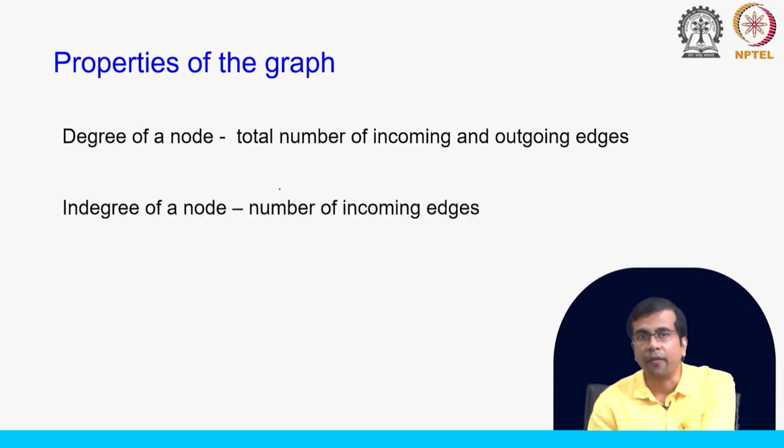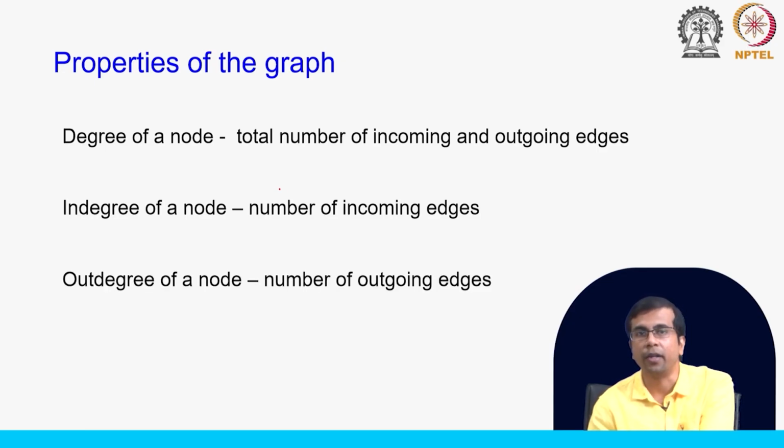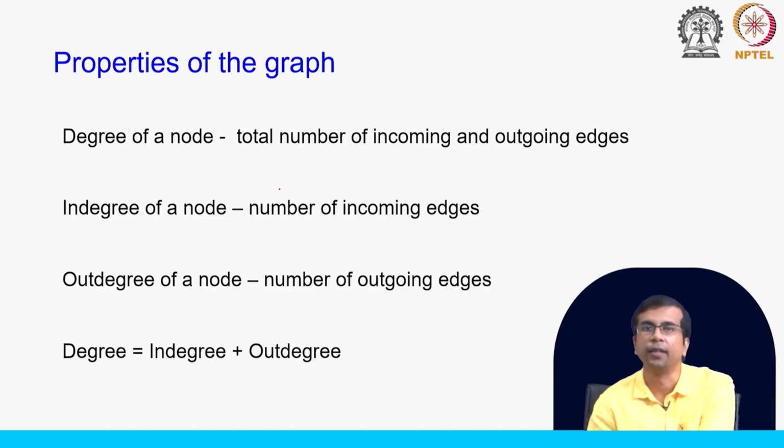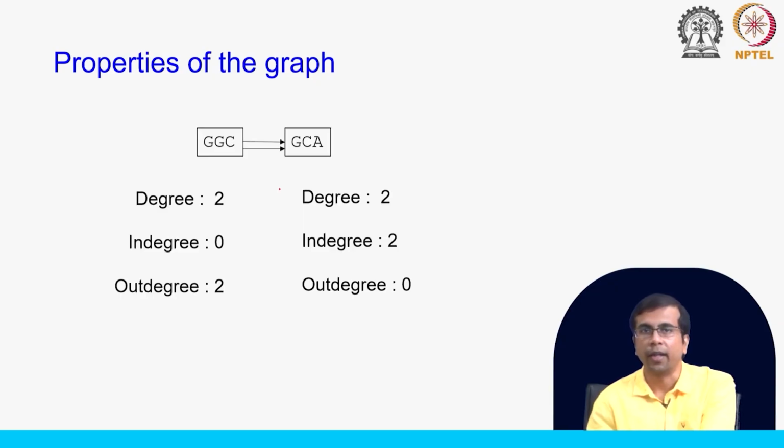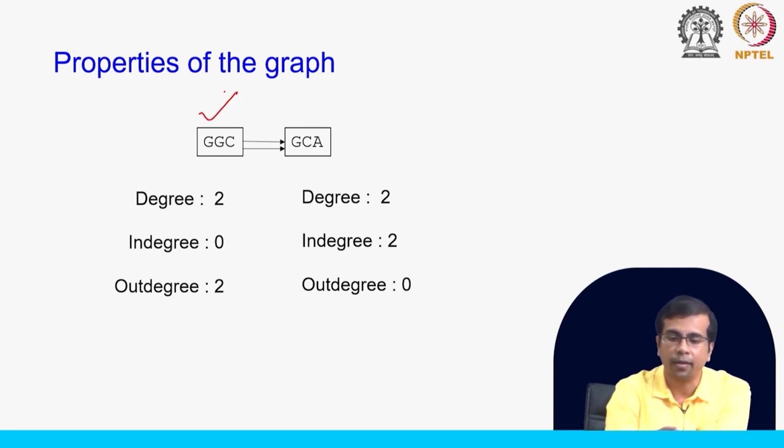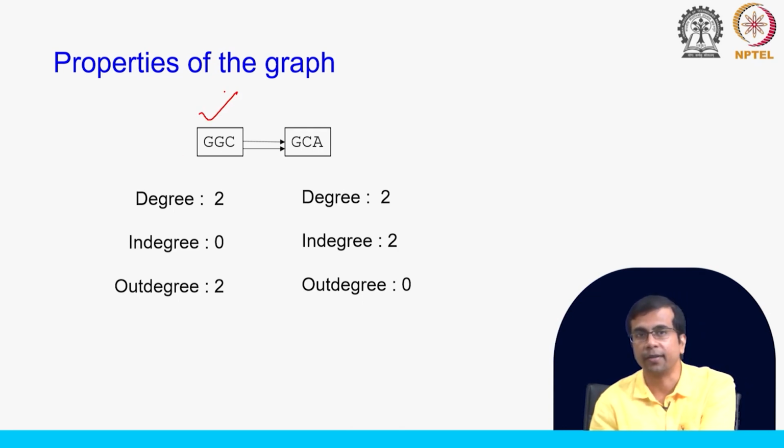Now, we can also define something called the in degree of a node. This is the number of incoming edges or incoming connections. Also, we can define the out degree of a node, which is the number of outgoing edges. So, the degree, as we have discussed, is simply in degree plus out degree. Now, we can define the in degrees and out degrees for this very small example. As you can see, for the node on the left, the in degree is 0 because there are no incoming edges, and the out degree is 2 because there are 2 outgoing edges.